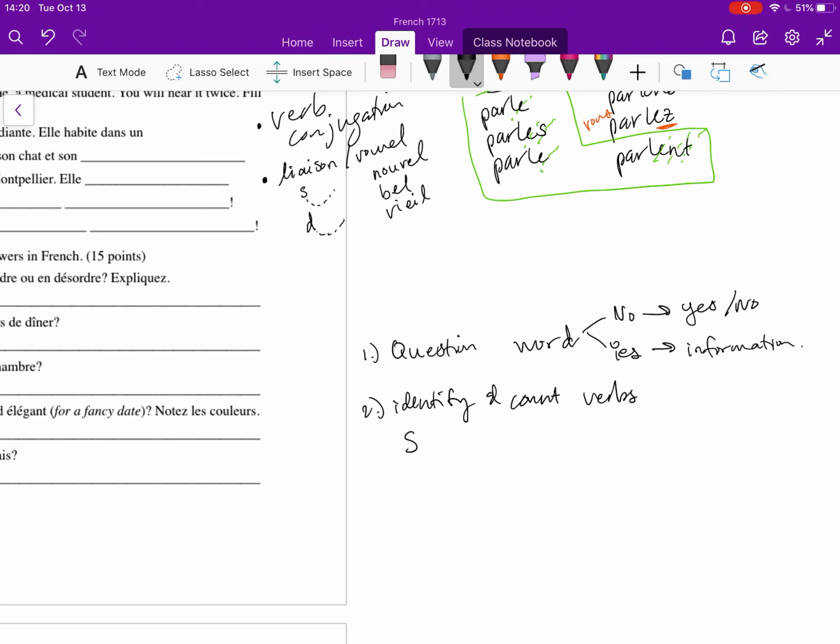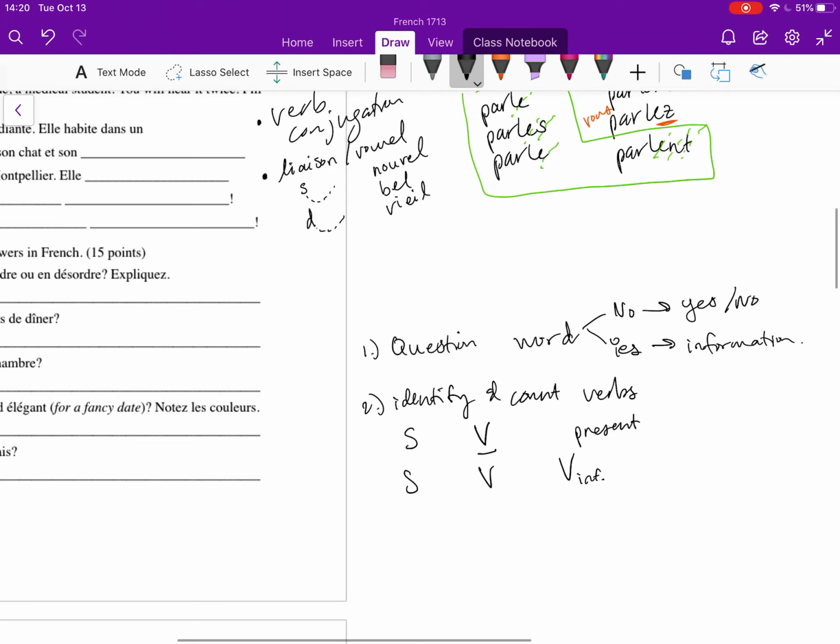If you have a subject and just one verb, then you're using present tense. If you have a subject and two verbs, and the second one is the infinitive, then you may be using a variety of things, but whatever you do, you want to make sure that you're using that same structure. If you have one verb, you should answer with one verb. If you have two verbs and the second is the infinitive, you should answer with two verbs and use the infinitive. Okay?